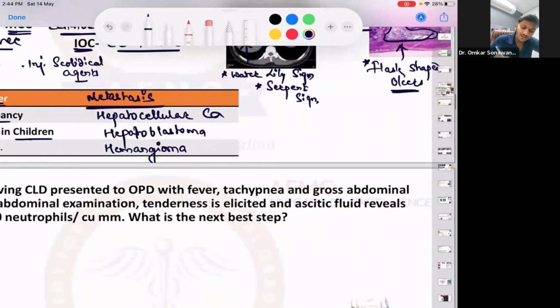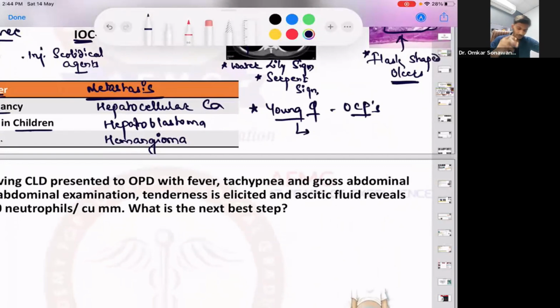Okay? Whereas if I say a young female, and please remember, liver tumors are usually common in females. Remember this. If a young female was taking oral contraceptive pills, she is at an increased risk of which hepatic tumor? Tell me this first, then I will tell you the vertebra one.